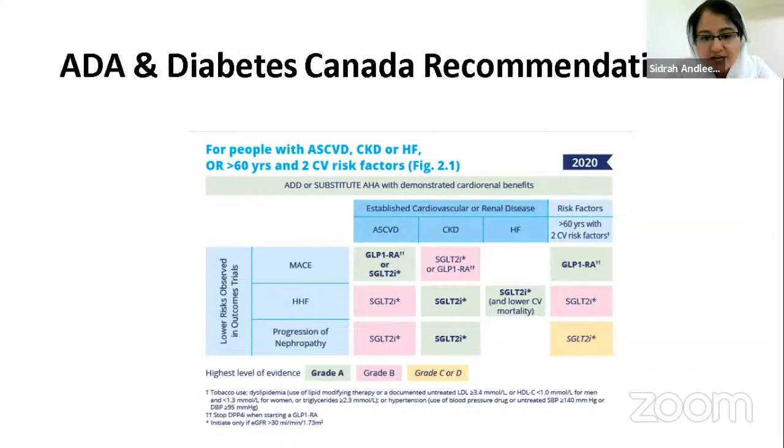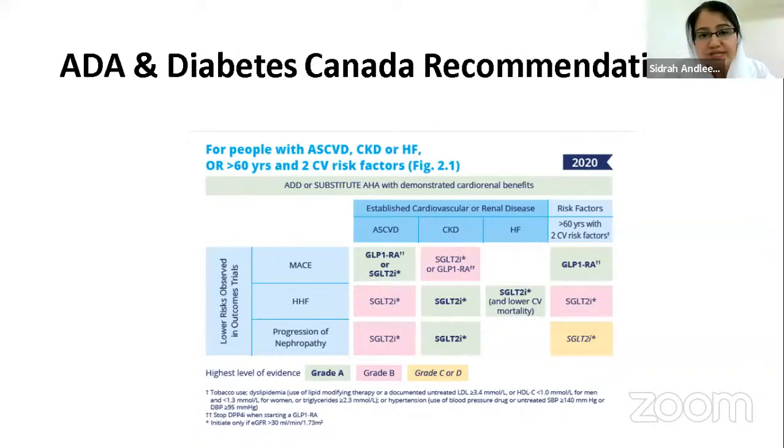Now the second row talks about hospitalization due to heart failure. In that case, we add an SGLT2, the one we discussed. And then progression of nephropathy, look at the third row. When you need to slow the progression of kidney disease, you need to add an SGLT2 to the regimen, right? Yeah, you need an SGLT2 in the regimen, which is going to help.